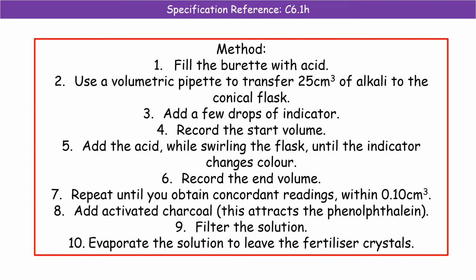Repeat until you obtain those concordant titers within 0.1 centimeters cubed of each other, and then what we'll be doing is adding activated charcoal. That just basically binds our phenolphthalein, which is going to be the indicator we're using in this case, filter the solution to remove the activated charcoal, and then you can evaporate it off in order to leave just the fertilizer crystals.